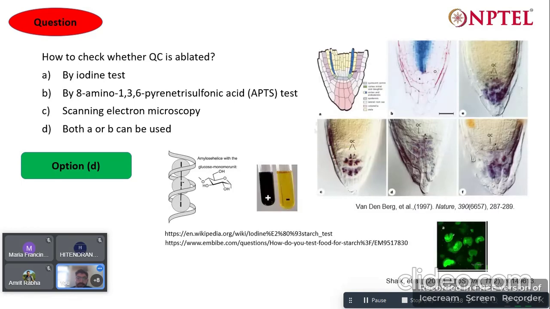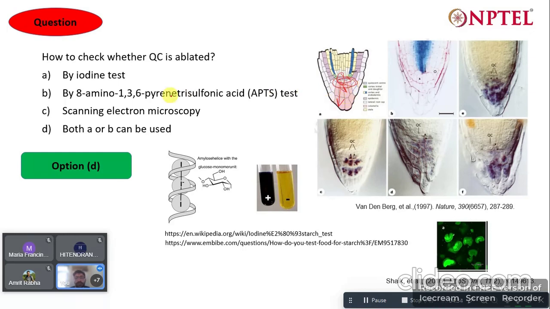The reason is the basic principle of these tests. Both tests are used to detect the presence of starch in the cell. In the QC, the layer nearest to the QC is the columnar initials, which do not have any starch content, and as it differentiates towards the end, the starch accumulation increases. If the QC is ablated via laser ablation or any other ablation, these differentiated cells start accumulating starch, and that's how we can detect whether the QC is ablated or not.